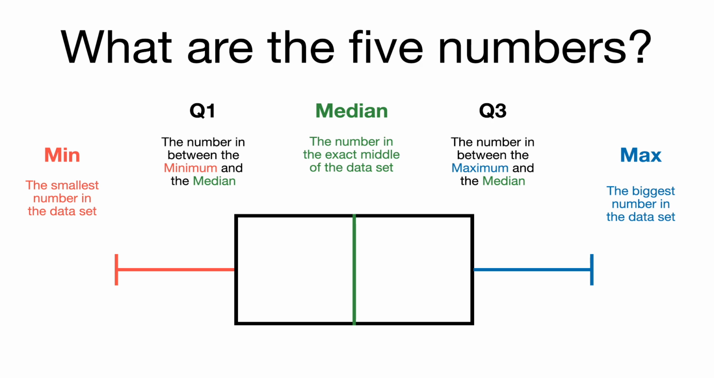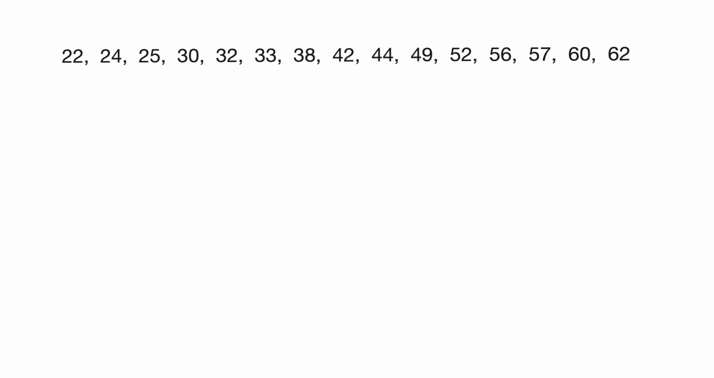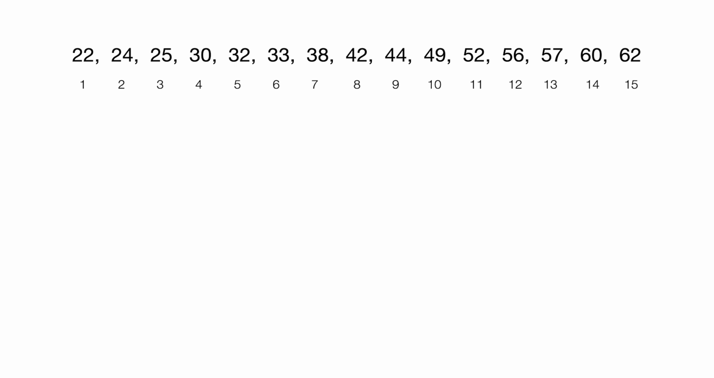So for this to make more sense, let's go ahead and take a look at an actual data set, and we're going to break this up into a 5-number summary and a box plot. So the minimum number in this data set is going to be 22. The maximum is going to be 62. And now we got to find the median. So first find the median before Q1 and Q3 because you have to.